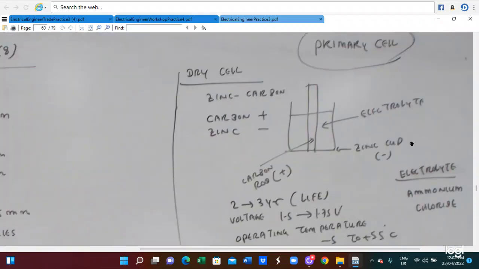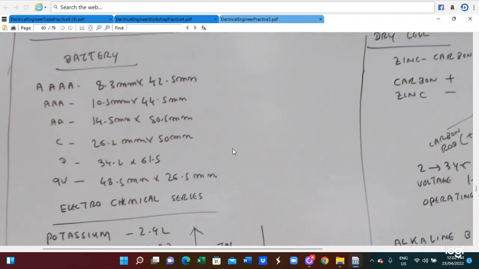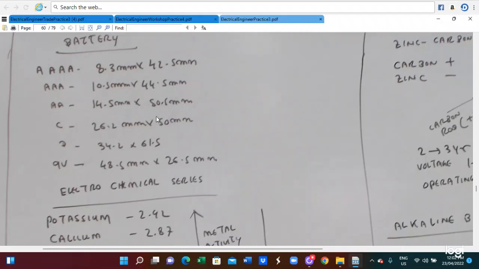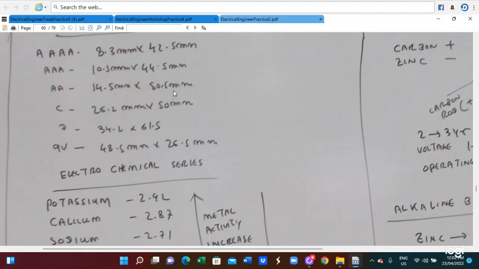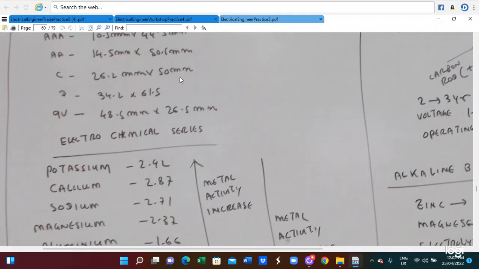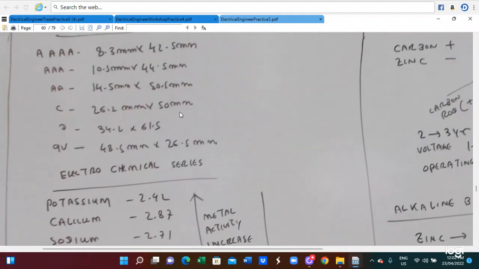So we have to utilize the battery. This is the specification for the AAA type: 8.3 millimeter by 42.5 millimeter. A is 10.5 millimeter by 42.5 millimeter. C is 26.2 millimeter by 50 millimeter. D type is 34.2 millimeter by 61.5 millimeter. 9V is 8.5 millimeter by 26.5 millimeter. This is the dimension classification of the battery.